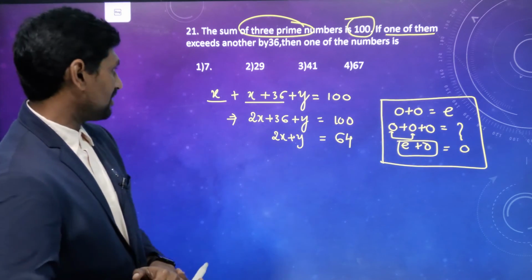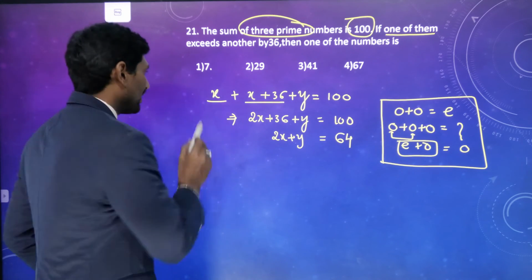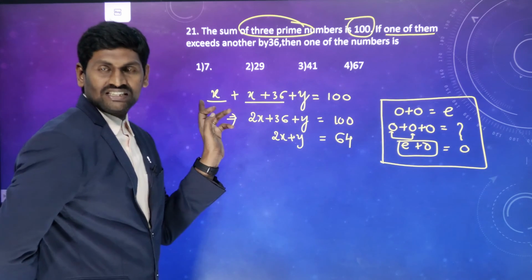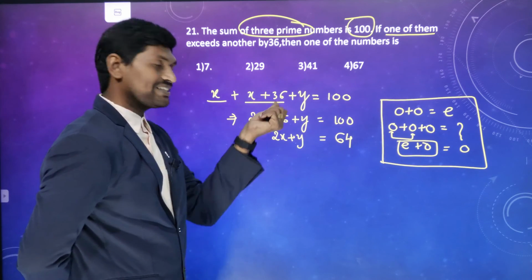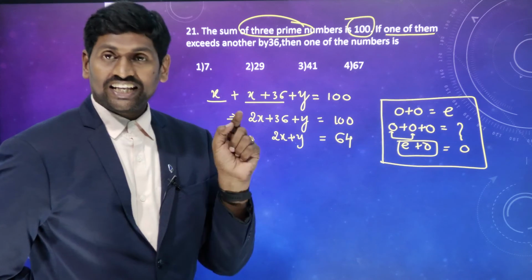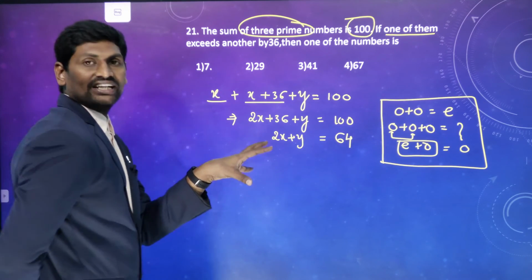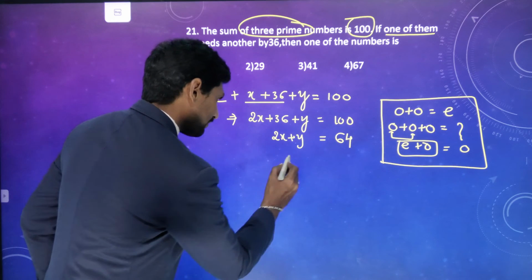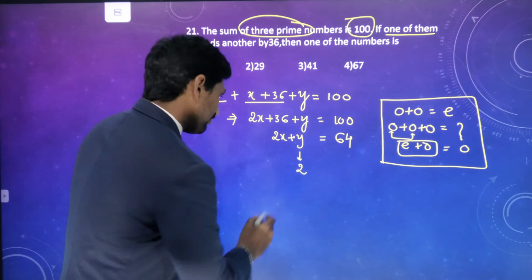What is the chance of getting an even number among these three prime numbers? Let us check for x. If x is the even prime number 2, then the other one is 2 plus 36, which is 38. 38 is not a prime number. So the only chance of getting an even prime number is y. y has the chance of being the even prime number.